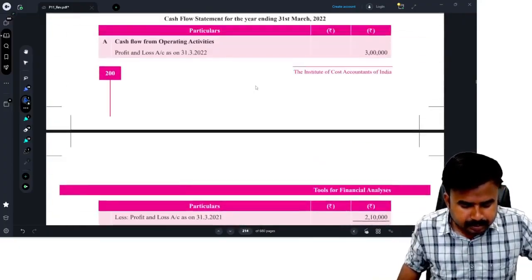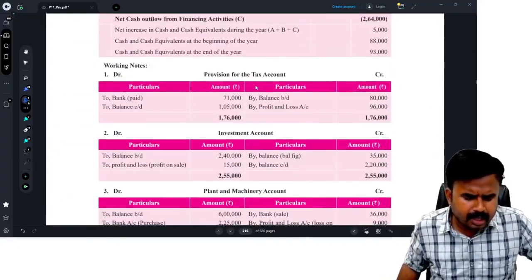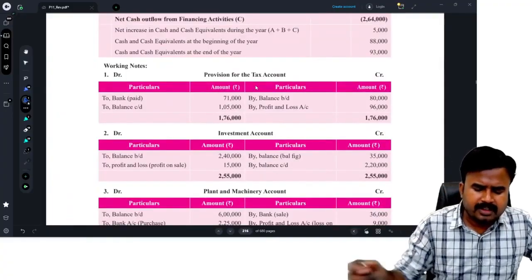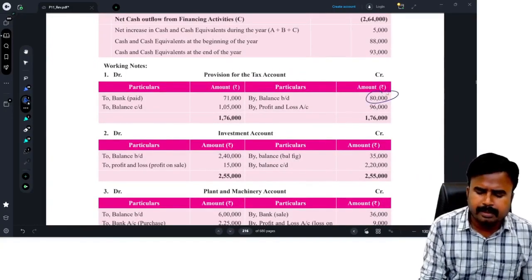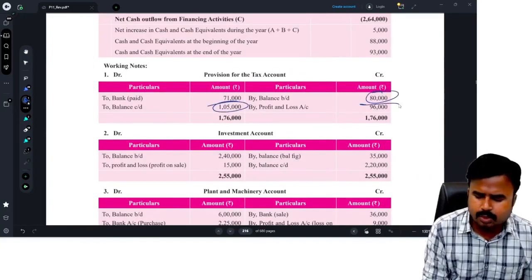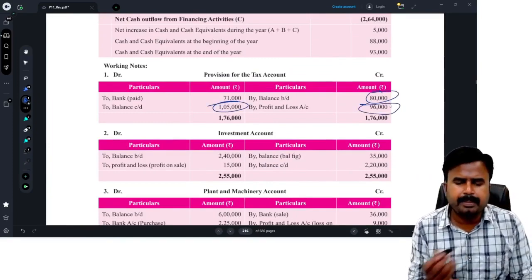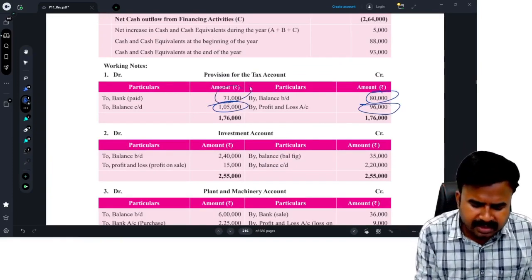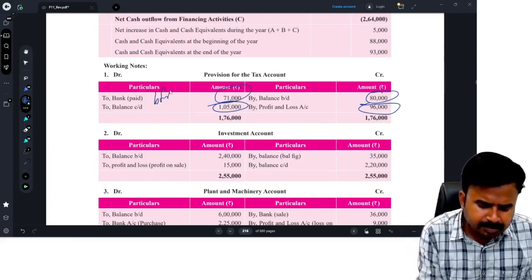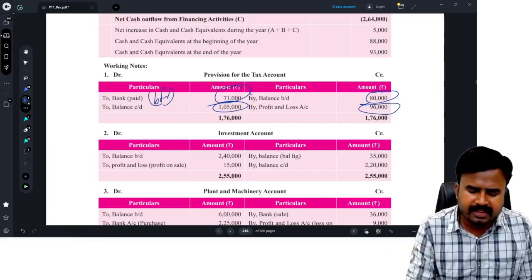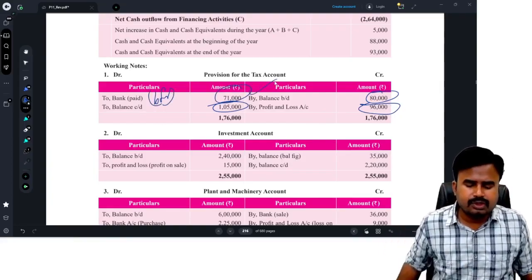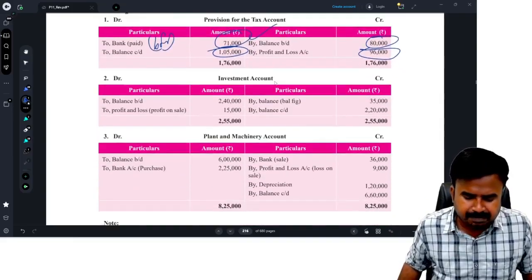Okay. So there are some accounts prepared here. First one is the provision for tax account: opening balance, closing balance, and the current year provision of 96,000 by P&L account, provision for tax. So 71,000 becomes your balancing figure. This is the tax payment. 71,000 must be considered in your cash flows from operating activities as payment of tax.